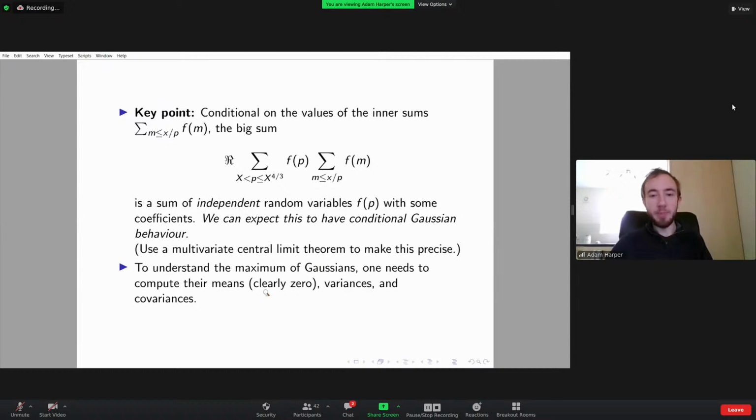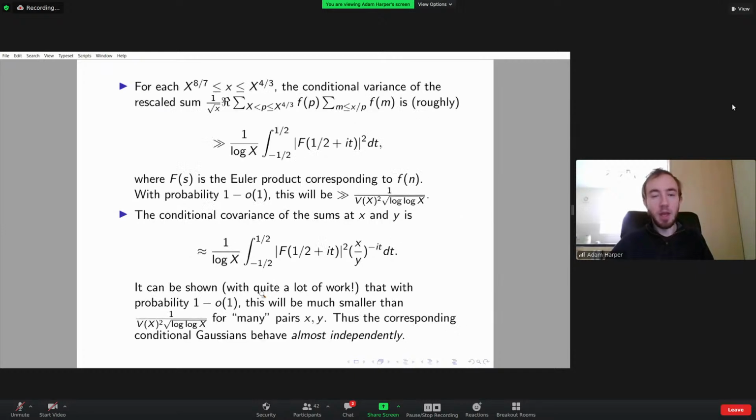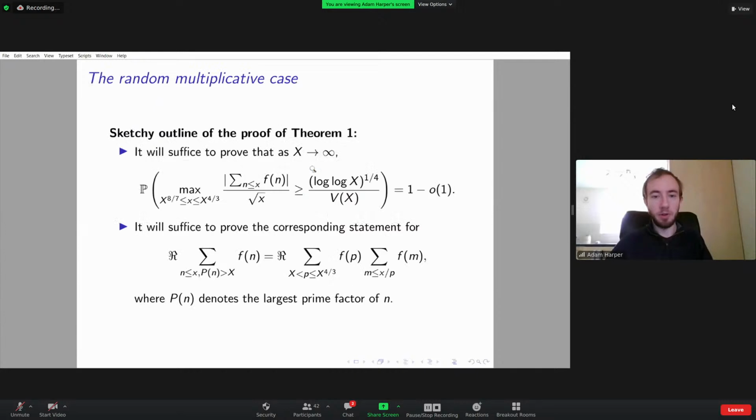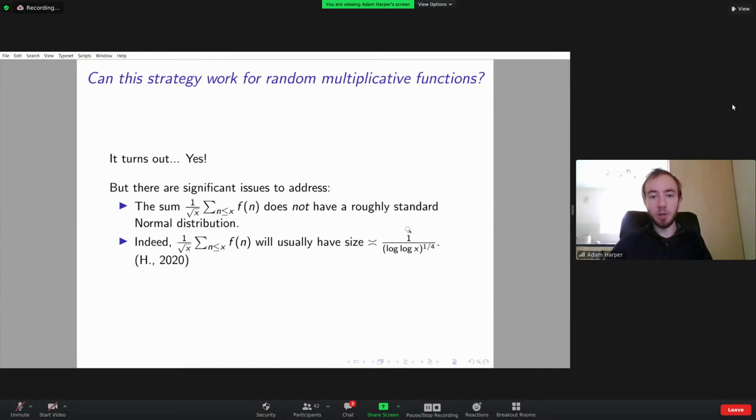Now the means are easy because the f of p is independent of all this stuff that's been conditioned on, and they all have mean 0. So the conditional mean is still just 0, so that's good. The conditional variance is not so easy to understand, but fortunately it's something that basically already arose in this work, showing that these sums usually have size like this.